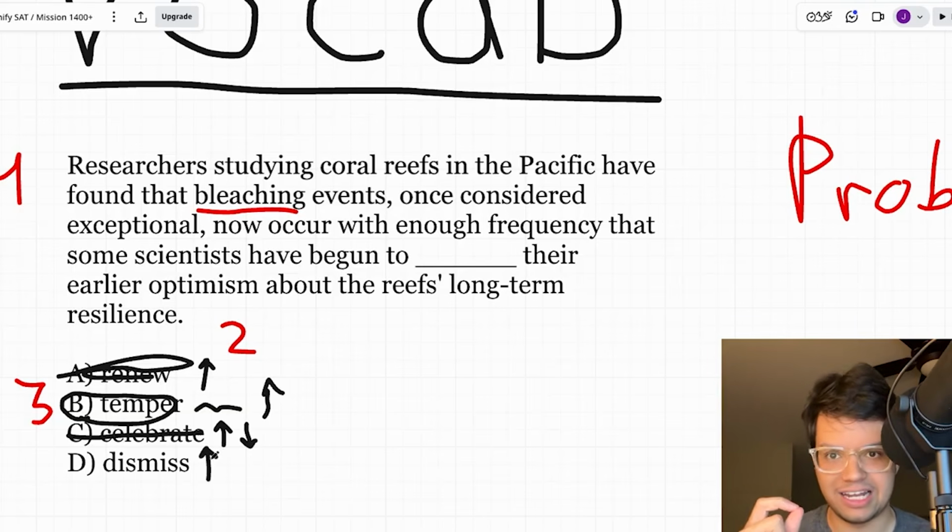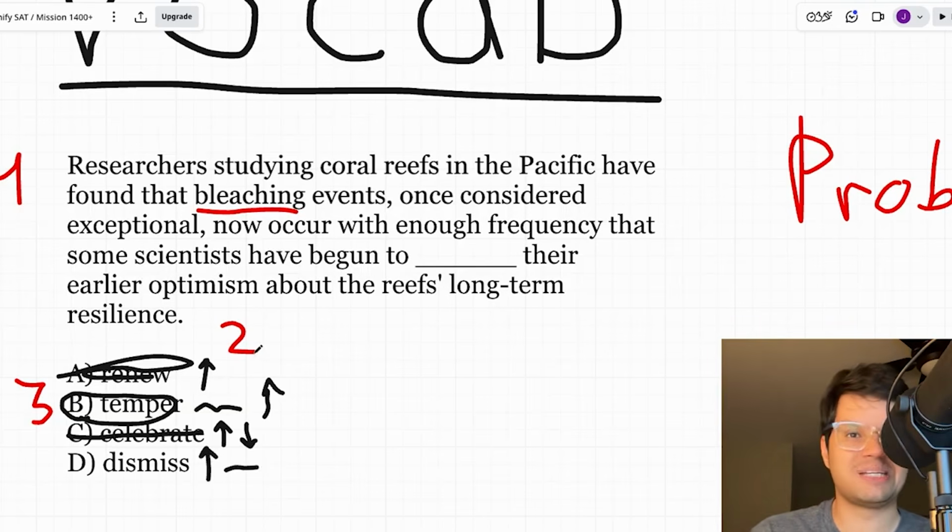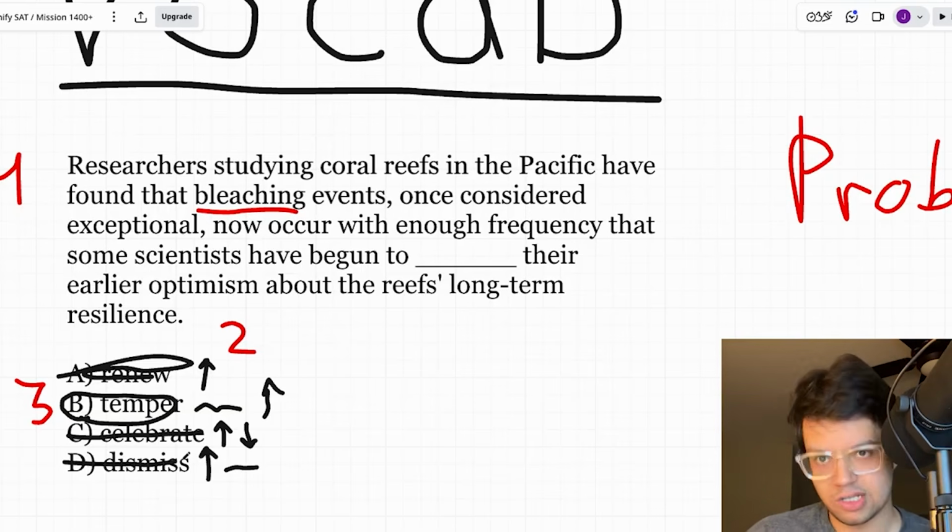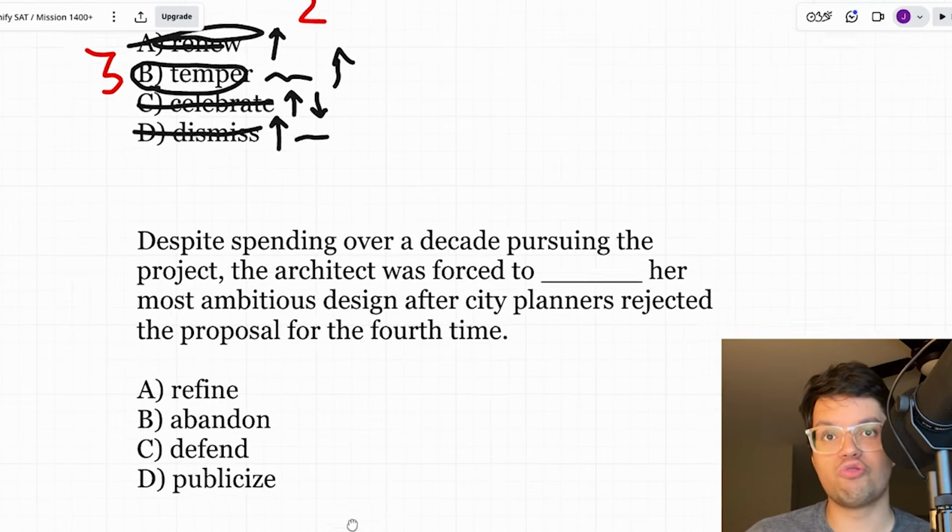As for how likely I think it is that it's going to be right, it's kind of more mid because, dismiss their earlier optimism about the reef's long-term resilience. We're not like throwing it away. It's more like we're just lowering it. It's not like we're completely getting rid of all optimism we ever felt. So therefore, B is going to be the right answer. Let's go through a few more of these.